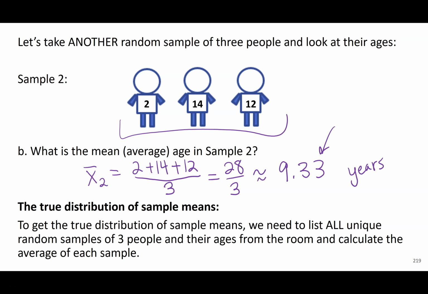So I've done this now for 2 samples. I took 2 random samples of 3, and I calculated the sample mean for each one. So what I can do, because my population and sample size are both relatively small, I can find every single unique sample of 3 children possible, and I can calculate the sample mean for each one of those samples. And when I do, I can put those together, and that will be the sampling distribution of X bar for this particular scenario.